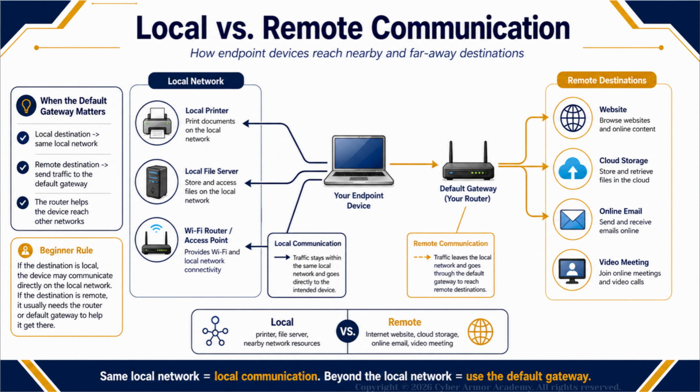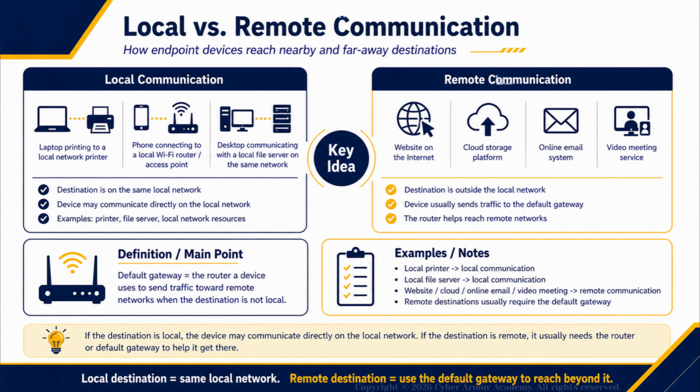A really important beginner idea is the difference between local and remote communication. Sometimes an endpoint device is trying to reach something nearby. For example, a laptop printing to a local network printer, a phone reaching a local Wi-Fi router, a computer talking to a file server on the same local network. Other times, the device is trying to reach something farther away. For example, a website on the internet, a cloud storage platform, an online email system, a video meeting service.